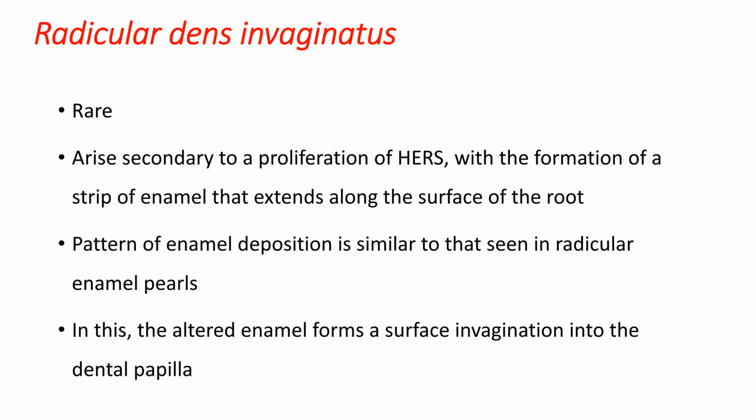In enamel pearl, there is protrusion of the surface and altered enamel, whereas in dens in dente it forms a surface invagination into the dental papilla. Cementum-lined invaginations of the root have been reported, but these represent a simple variation of root morphology and should not be included under the term radicular dens invaginatus.